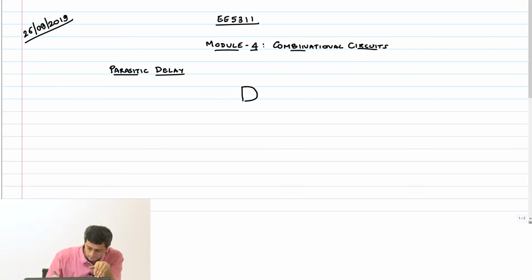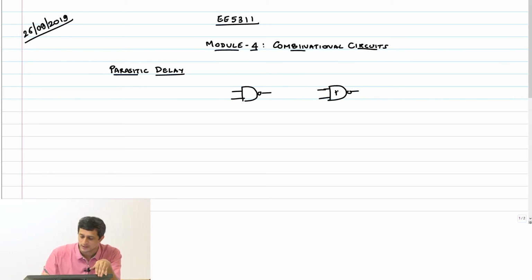If I have a unit NAND 2 gate, and then I have another NAND gate which has a drive strength of K, it means every transistor is upsized by a factor of K in this gate. What does that mean? If the input capacitance of this unit NAND 2 is 4C, then what is the input capacitance of this NAND 2? 4 into KC.